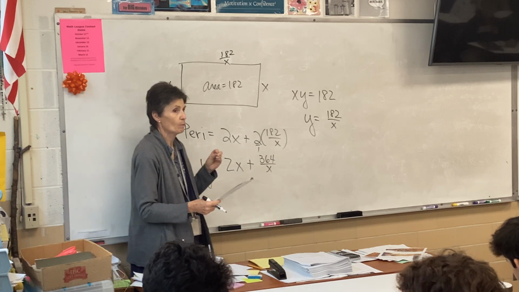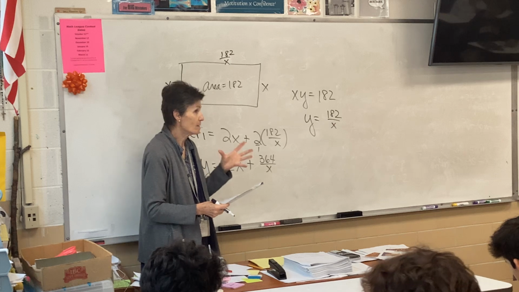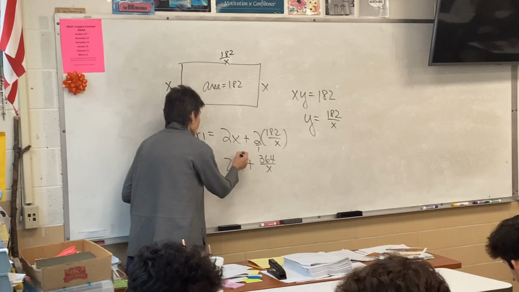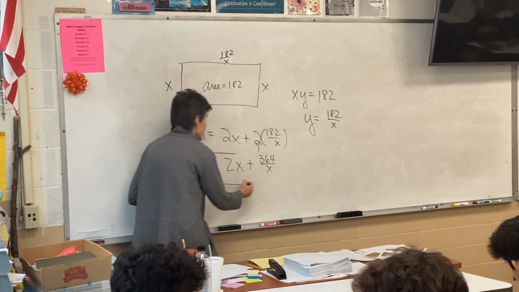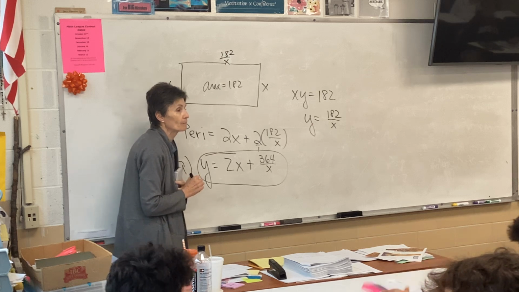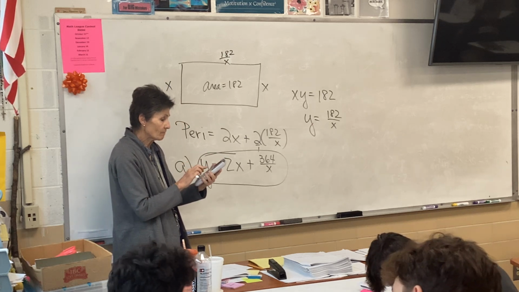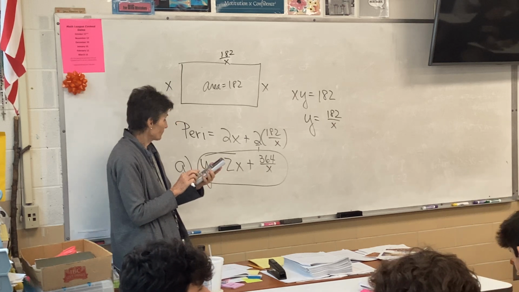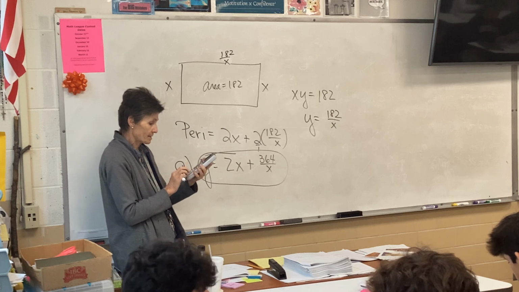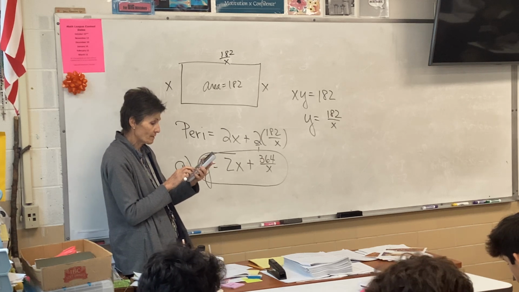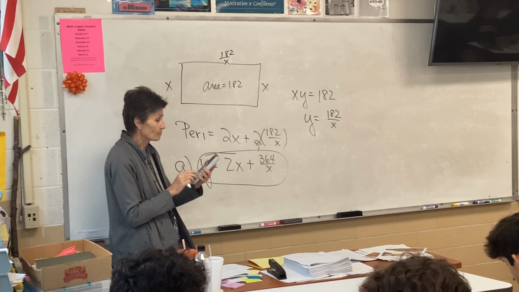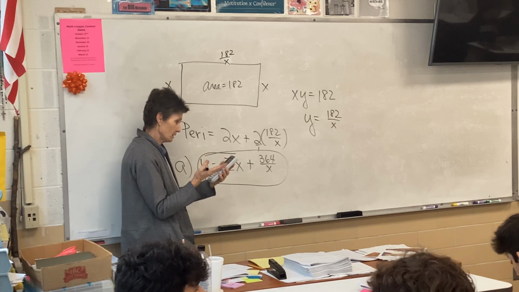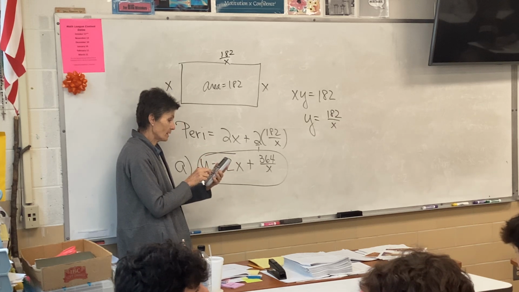Okay, what does least perimeter mean? Smallest. Minimum. So let's get our calculator out. Let's draw a picture of this equation and see if we can find a low point. So we're going to go to y equals 2x plus 364 divided by x, and hit graph, and luckily my window doesn't look too bad.